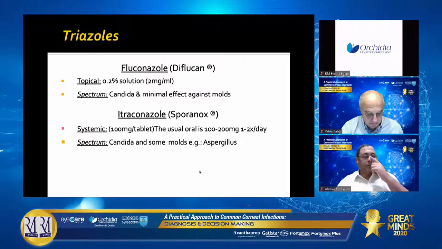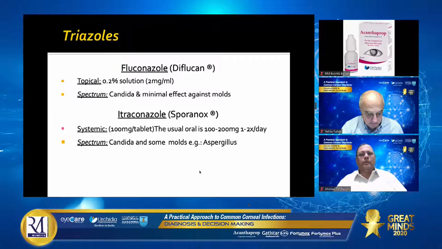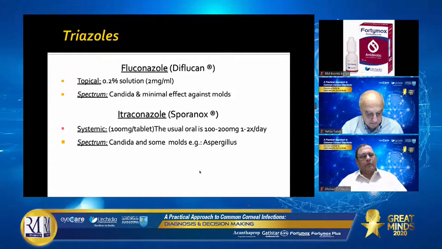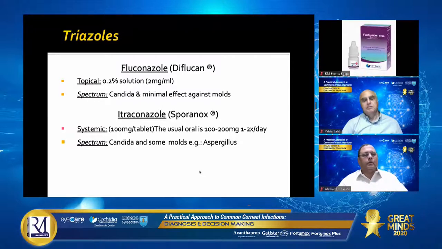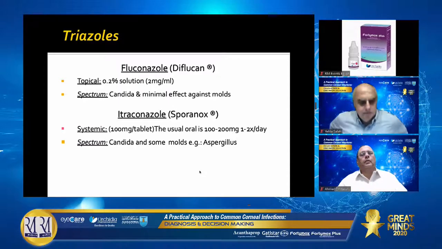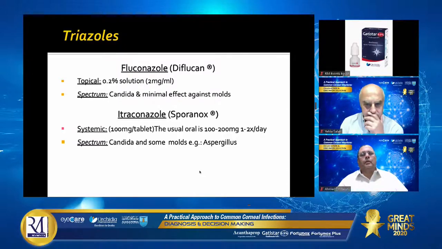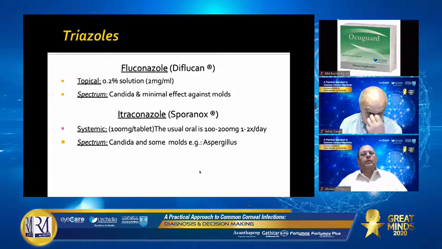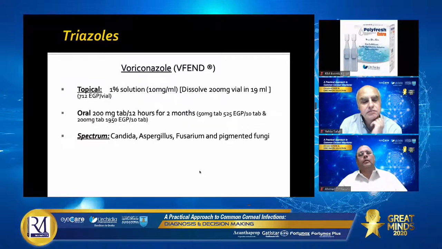Sporanox, we give it systemically in 100 milligram tablets, and the usual dose is 100 to 200 milligrams one or two times per day. It is also more effective against Candida and Aspergillus.